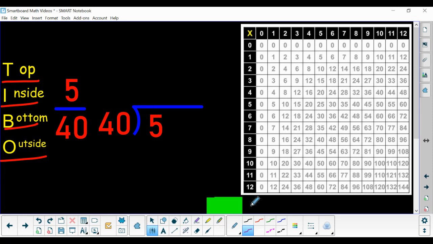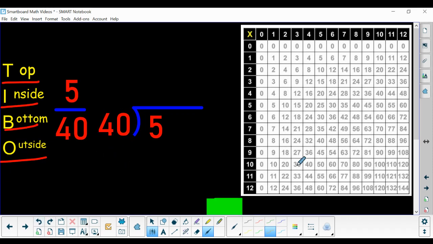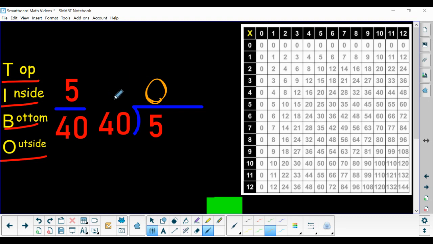So right off the bat, we run into a problem. The problem is that 40 is just way too big for 5. You can't fit into it. So since you can't fit 40 into 5, you need to place a 0, right? That lets me know that you can't fit this number into that number. It's not possible, so that's why you put a 0.